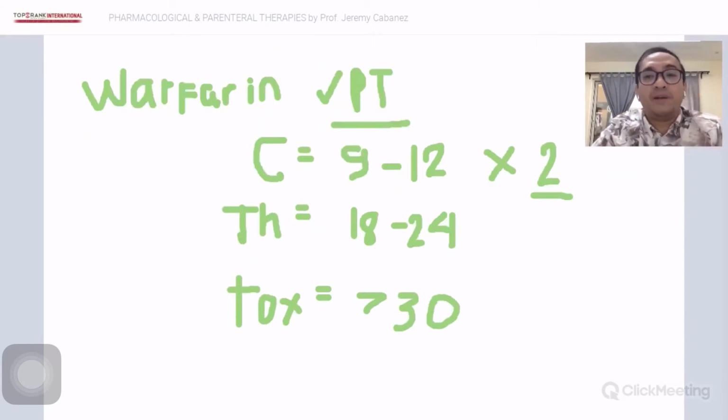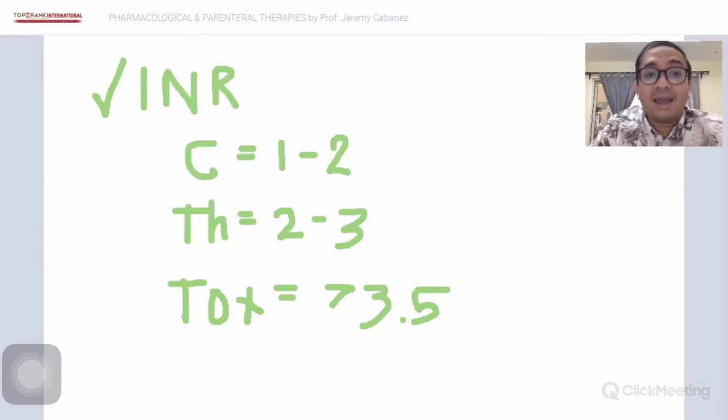Okay, let's review warfarin. In warfarin, what are the 2 coagulation studies that you have to monitor? Monitor the PT, monitor the INR. What's the control value of PT? 9 to 12. How would you know if it's therapeutic? Just multiply it by 2, right? So therapeutic value is 18 to 24. How would you know if it's toxic? It's more than 30. Now, is PT reliable? No. The most reliable is your INR. What's the control value in INR? 1 to 2. Therapeutic? 2 to 3. Toxic? More than 3.5. Now, let's go back to our scenario.